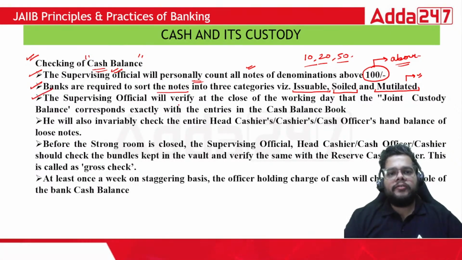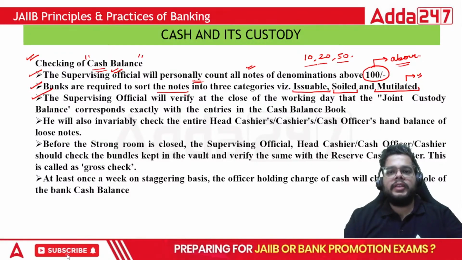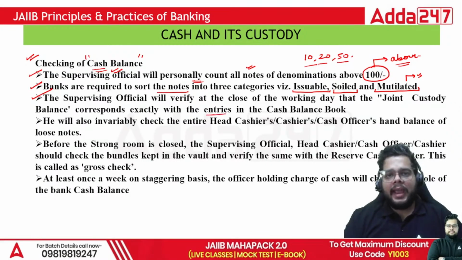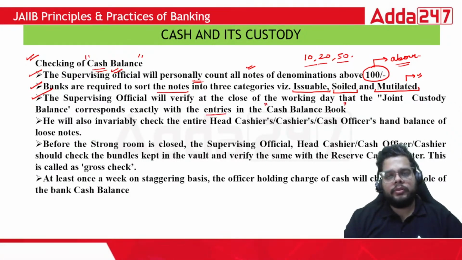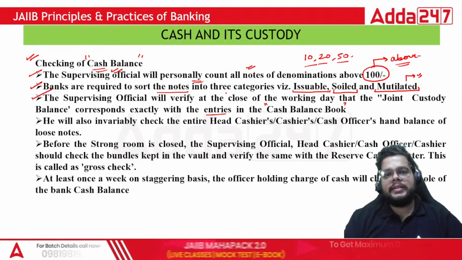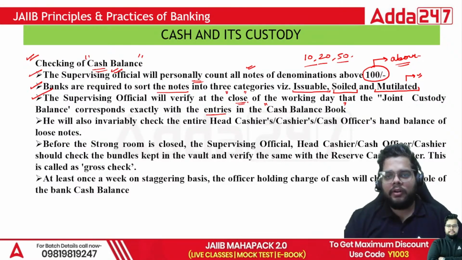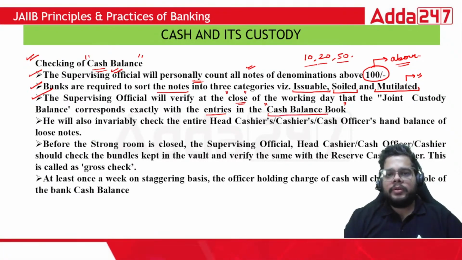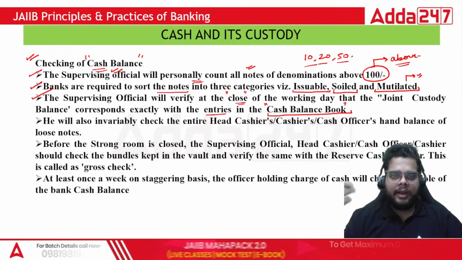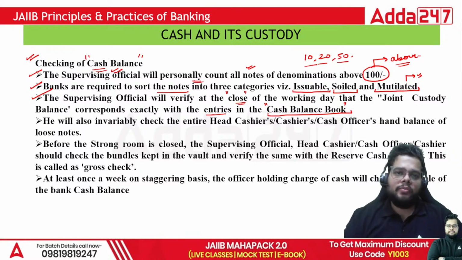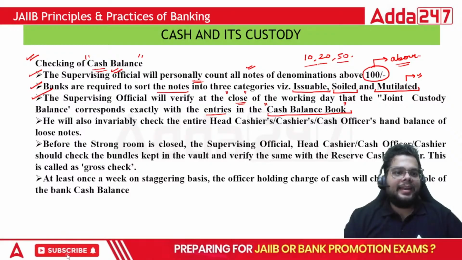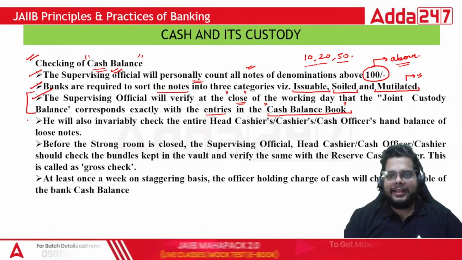The supervising official will verify at the close of the working day that the joint custody balance corresponds exactly with the entries in the cash balance book. So that will also be tallied by the supervising official, that yes, once the EOD is done for the cash vault, whether the cash balance book has been matched, whether the entries in the cash balance book were the same or not, whether we need to have certain modification in that, and if there is serious modification, then we are in for a long night in the branch.